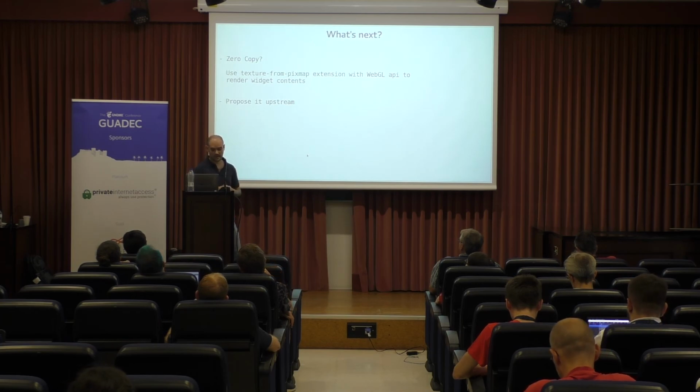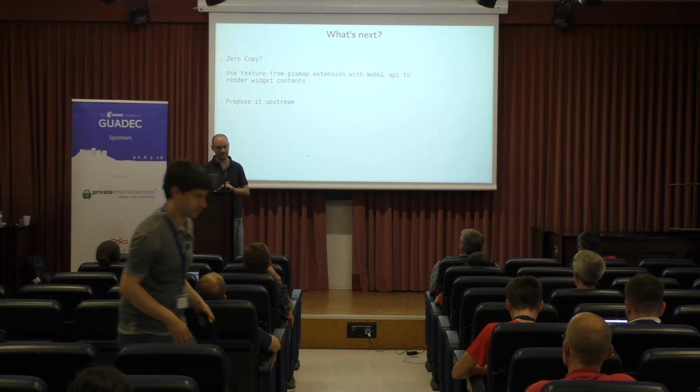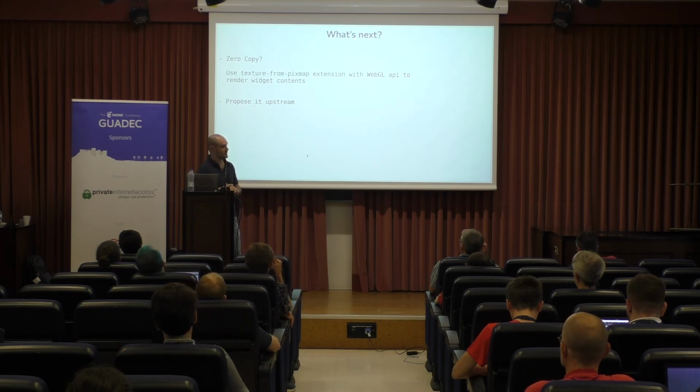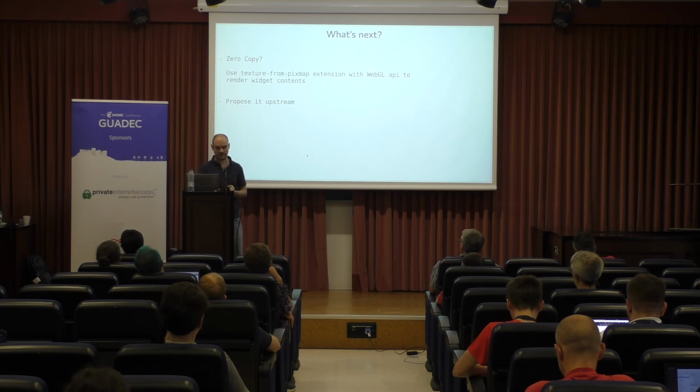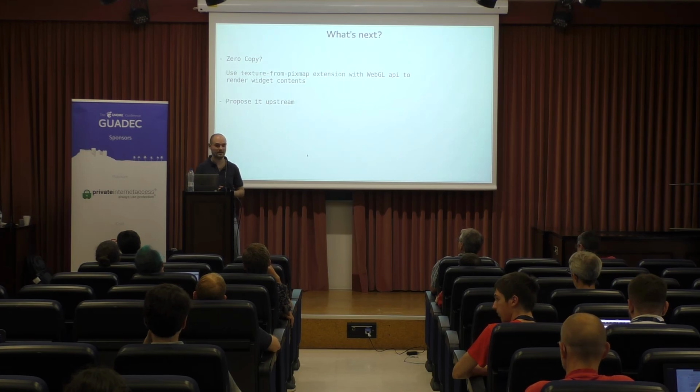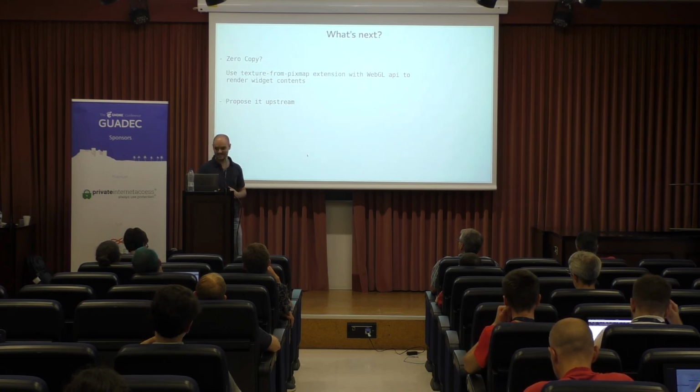So one idea I have is to try to use the texture from pixmap extension so that I can export the actual off-screen content as a texture and use it directly with WebGL. But I haven't looked too much into it, and that's probably going to need some work on WebKit itself, maybe to expose the GL context or something like that. But yeah, eventually, once I have some time to work on it, I'd like to give that a try. If anyone knows if this is possible or not, please let me know.